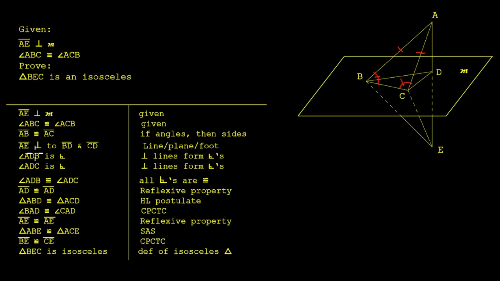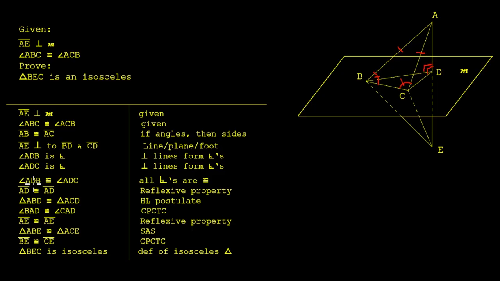From there, AE is perpendicular to BD and CD, line, plane, foot. So if a line AE is perpendicular to a plane M, then it is perpendicular to every line in that plane passing through its foot. So these two segments here. From there, angle ADB is a right angle and angle ADC is a right angle. Both perpendicular lines form right angles. So angle ADB and angle ADC are right angles.